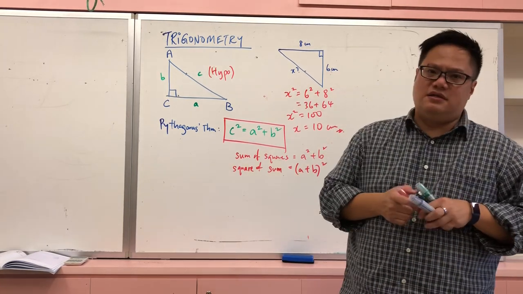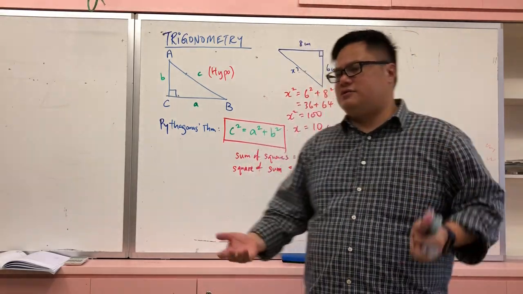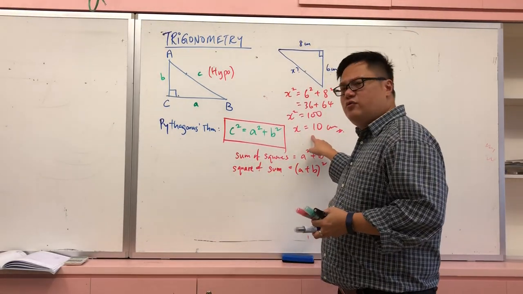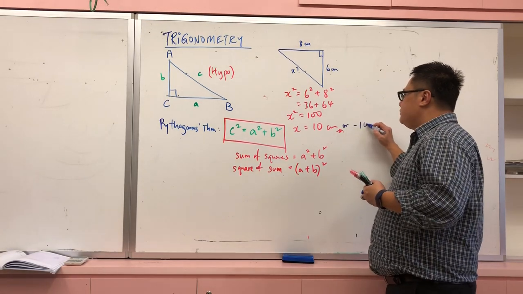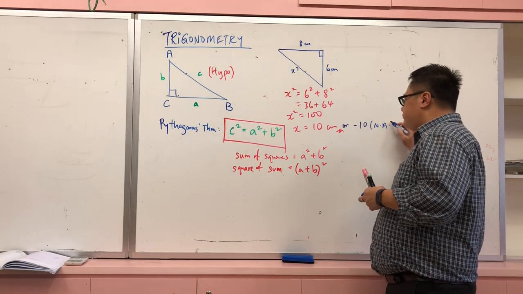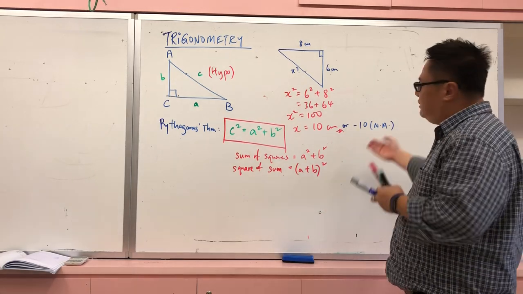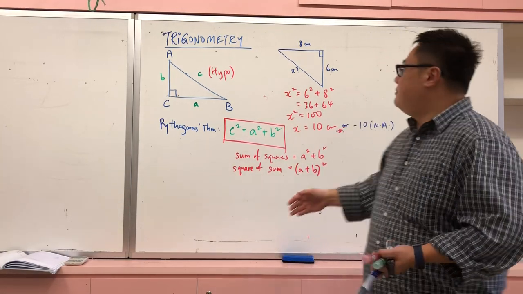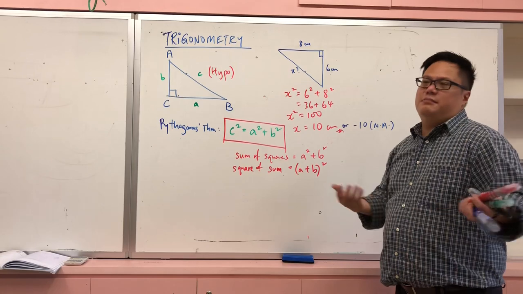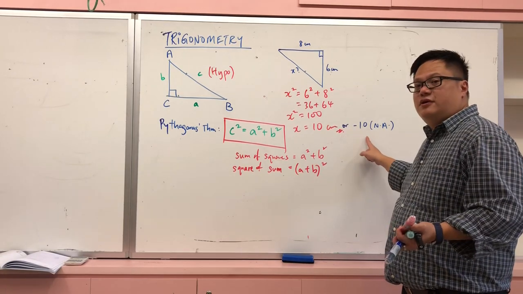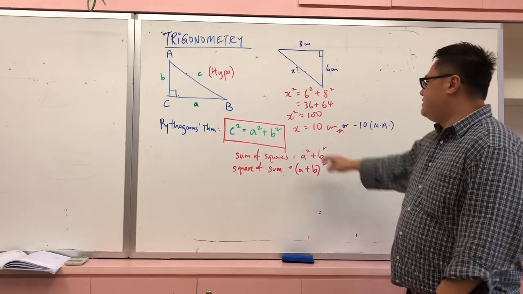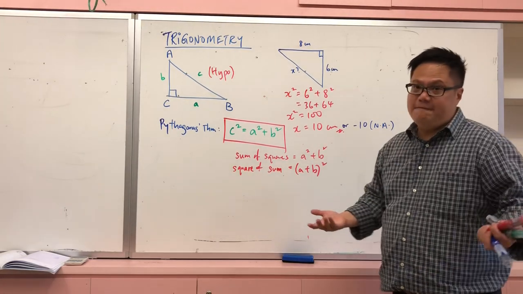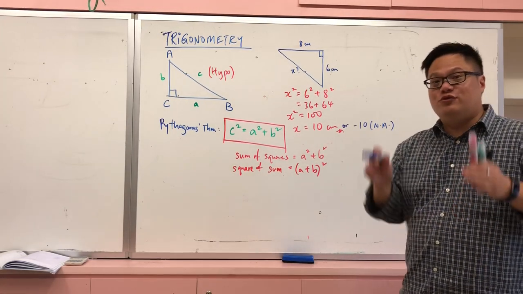Some of you may ask, Mr. Ng, why don't I write plus minus? The reason is that length cannot be negative. Even if it's negative, I will reject it. So when it comes to length, mathematicians don't write plus minus, because we know the negative will be rejected anyway. So we just say x equals 10 cm. Is that okay? I'll give you one more example, then I'll move on to today's lesson.